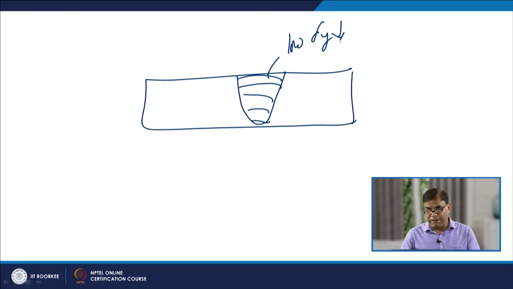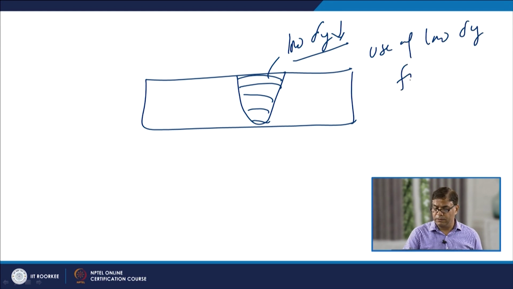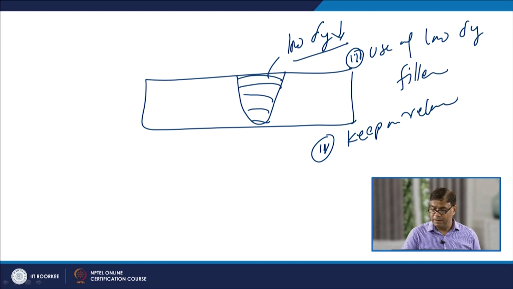So, since the maximum residual stress which can be developed in a weld joint is up to the yield strength of the weld metal, if we use a low yield strength weld metal, a low yield strength filler, then the maximum magnitude of the residual stresses which will be developed will also be reduced. So, use of the low yield strength filler is the third option, and the fourth one is to keep on relieving residual stresses during the welding.